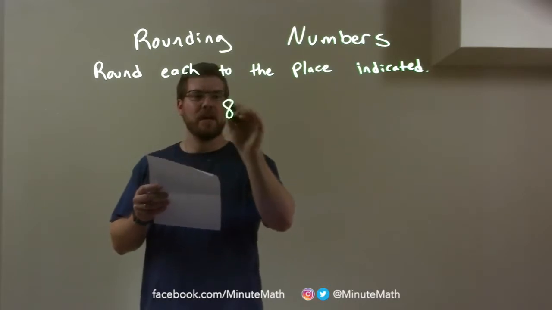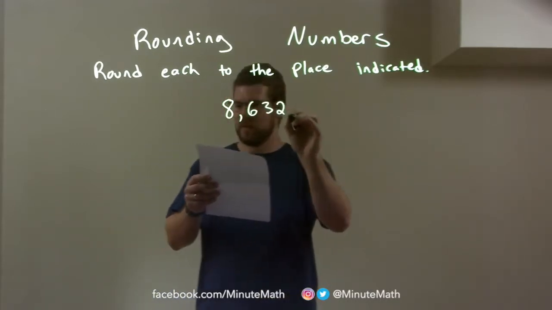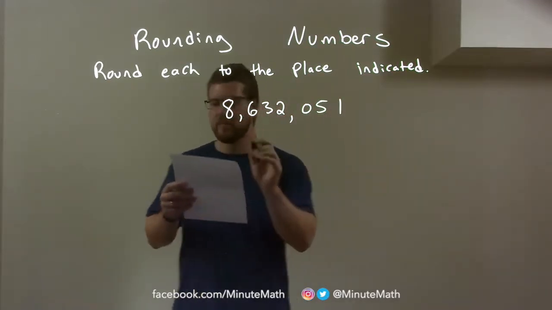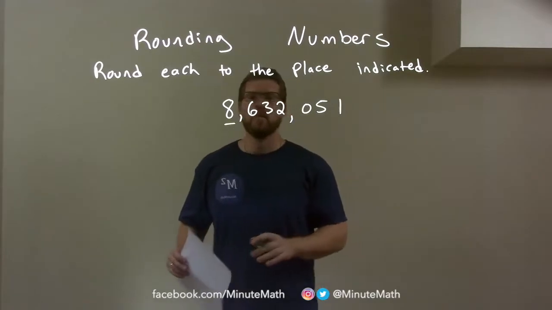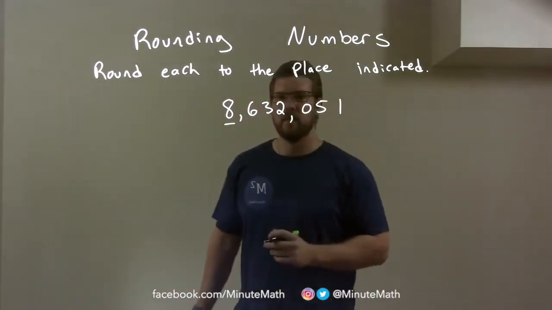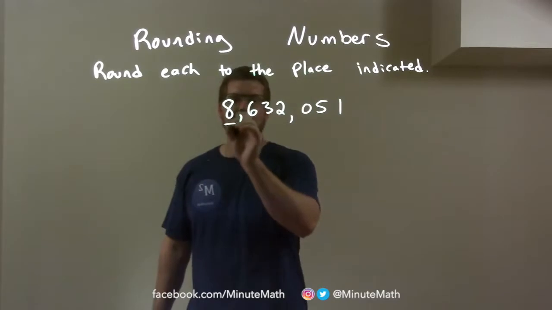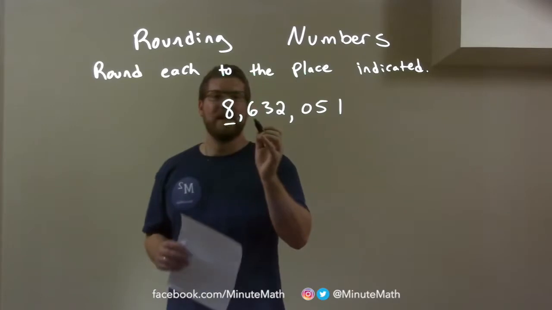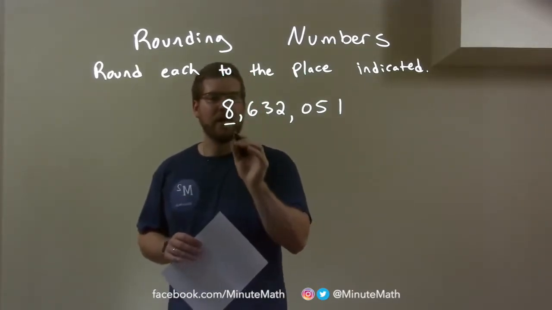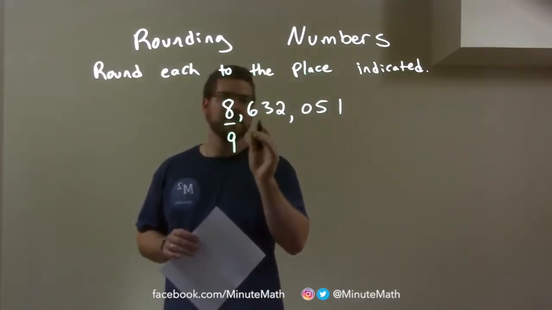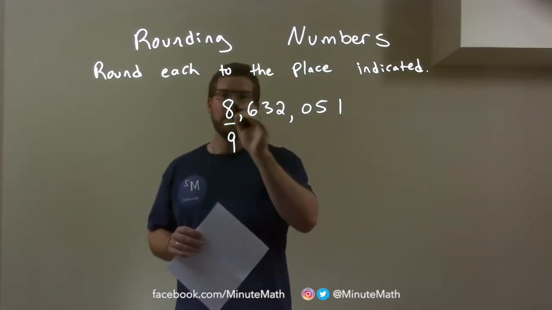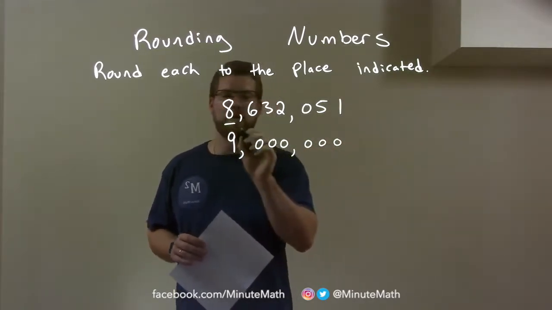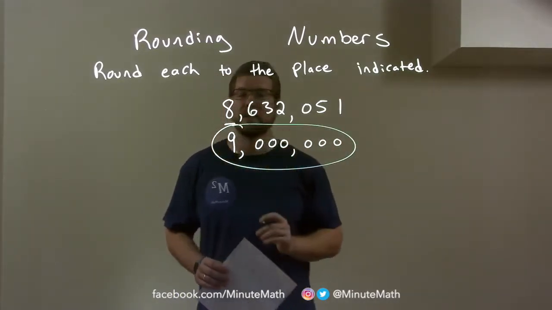We have 8, 6, 3, 2, 0, 5, 1. Okay, and we have to round it to the indicated place, which is right here. So we have 8,632,051. We're rounding to this place, so I have to look right to the right. That's a 6. That 6 causes this 8 to round up. So we round up that 8 to a 9. So we always look to the right. The 6, since it's 5 and up, rounds up to that 9, and the rest are just zeros. And so our answer here is just 9 million, and that's our rounded answer.